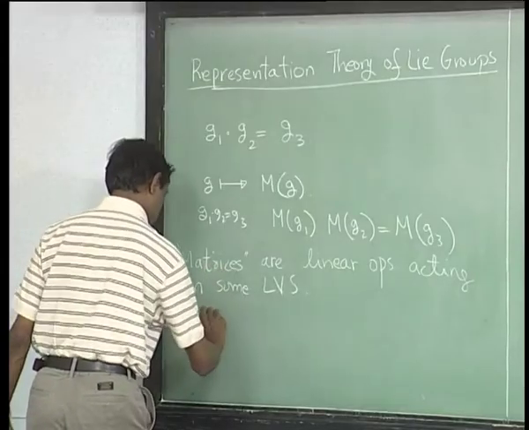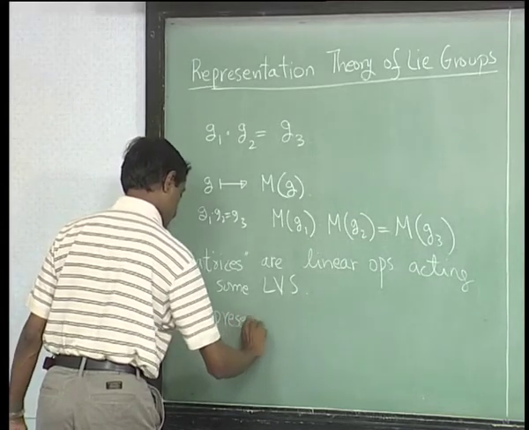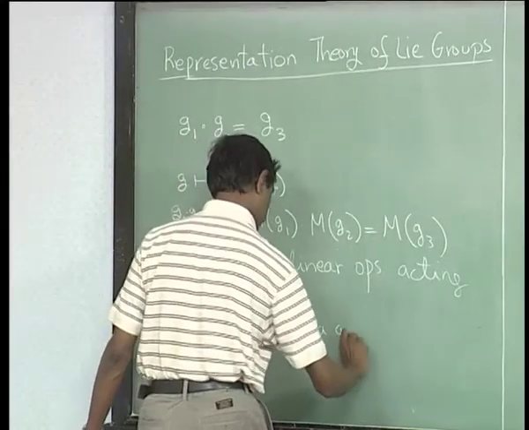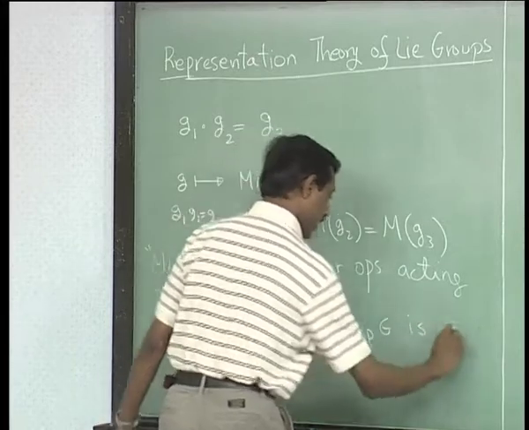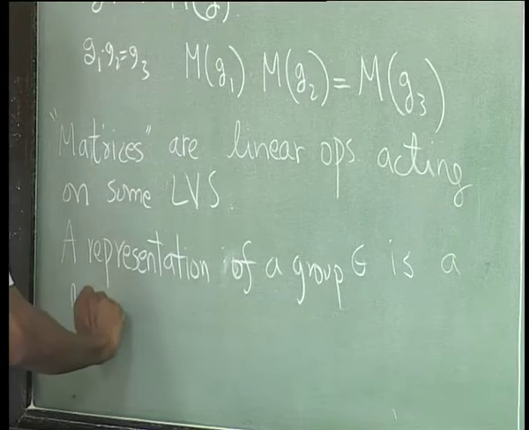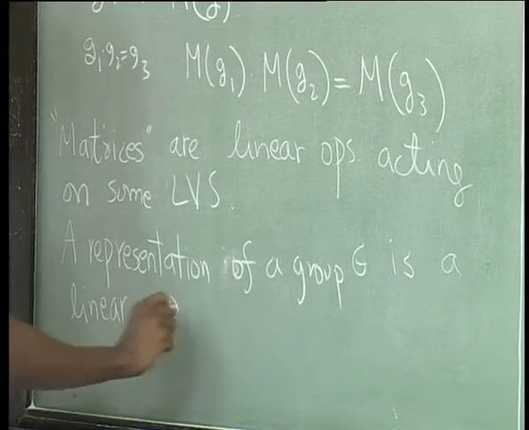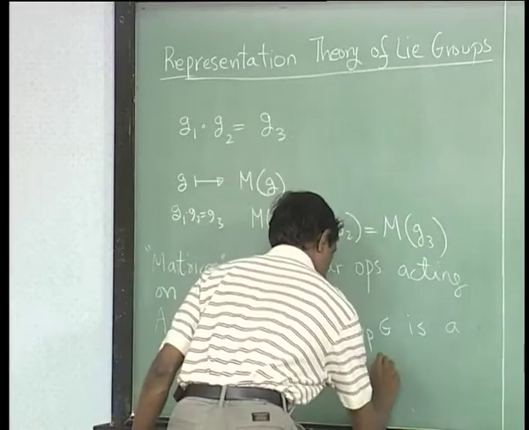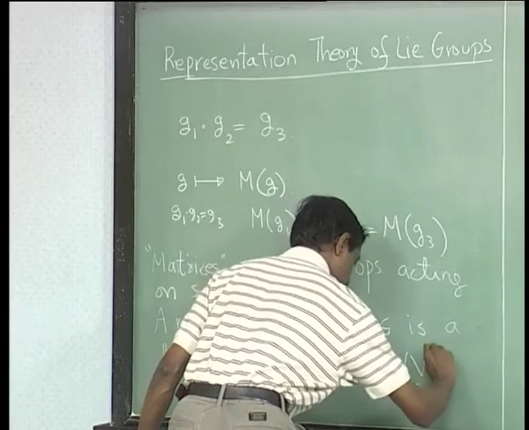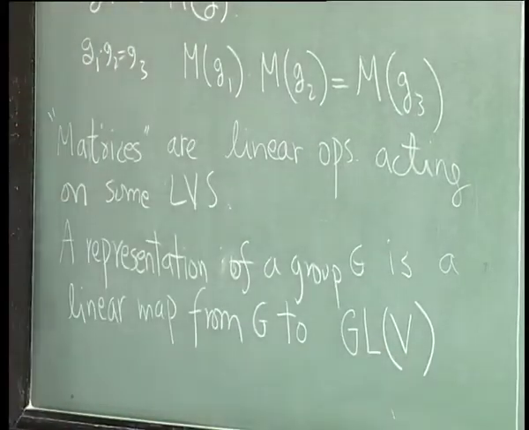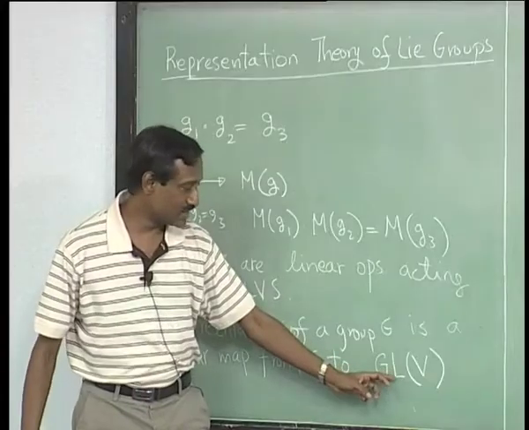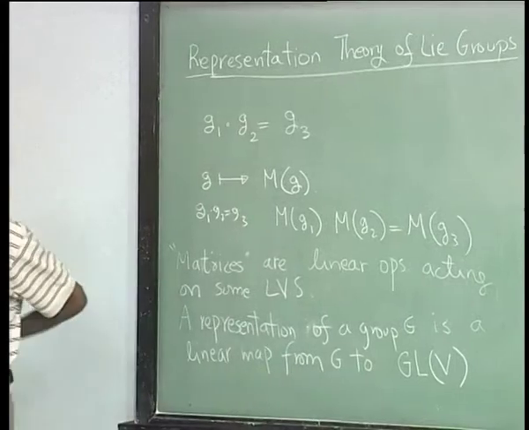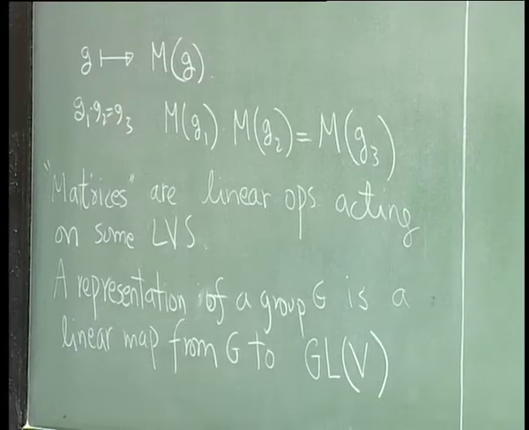So a representation is a map of a group G, a linear map, from the group G to GL of V. This is just a fancy way of saying that these are linear operators acting on some vector space V. Okay, and the G condition tells you that it has to be invertible. Okay, so it has to have non-zero determinant.